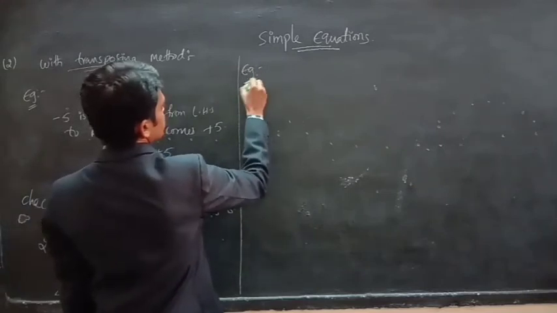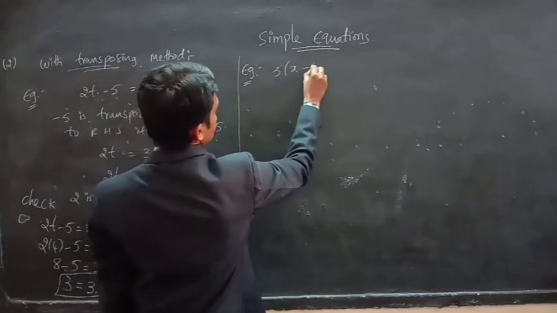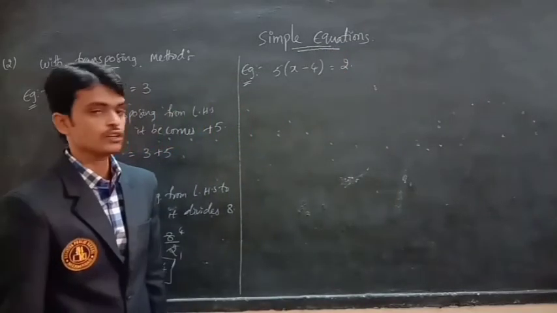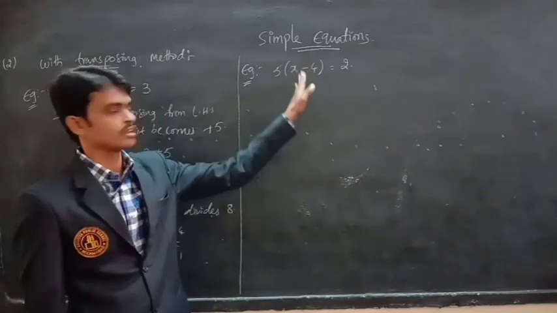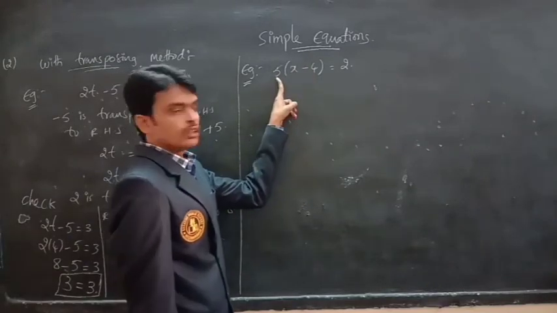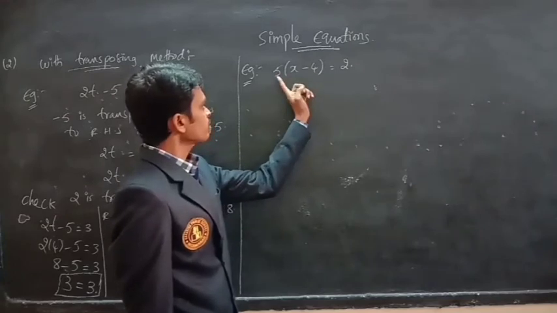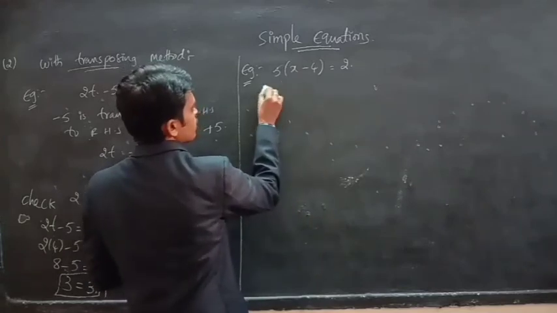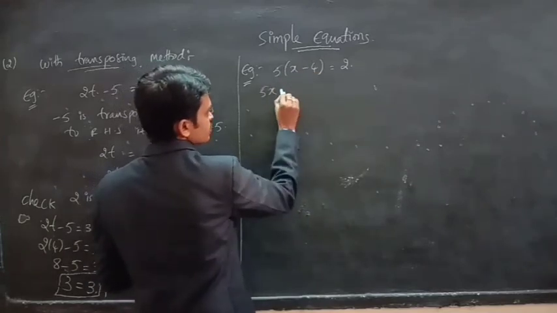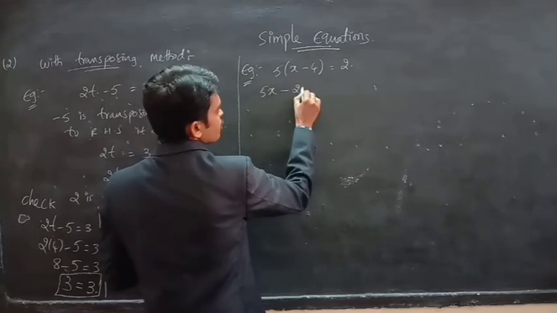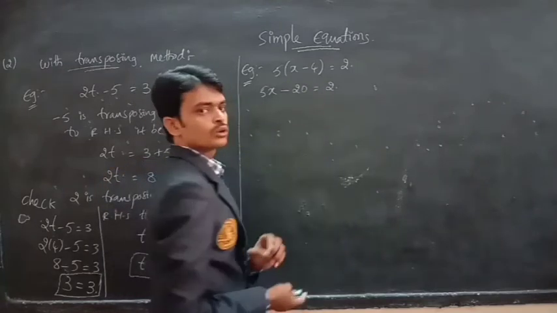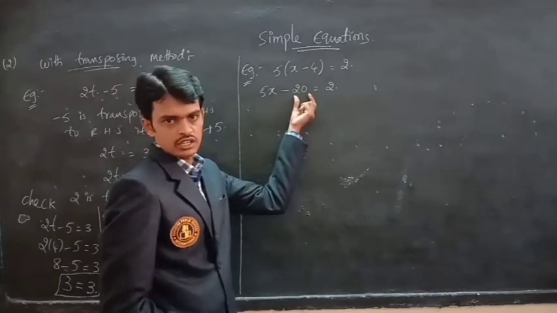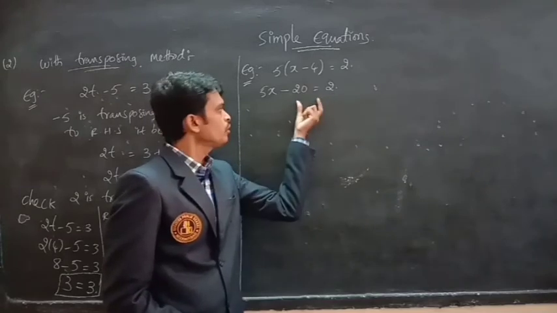Now take another example. 5 into x minus 4 is equals to 2. Now we should solve this simple equation. So here is the product between 5 and x minus 4. First we have to multiply these two. 5 into x, 5x, plus into minus, minus 5 fours are 20, is equals to 2. Now first we have to transpose this constant to the other side.